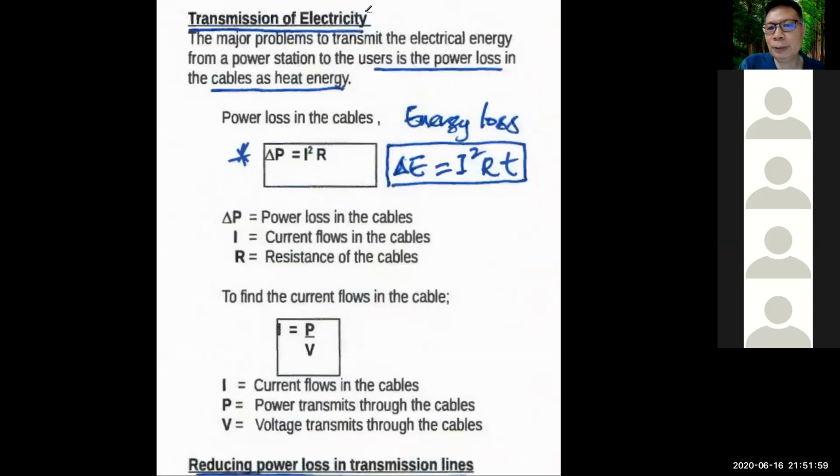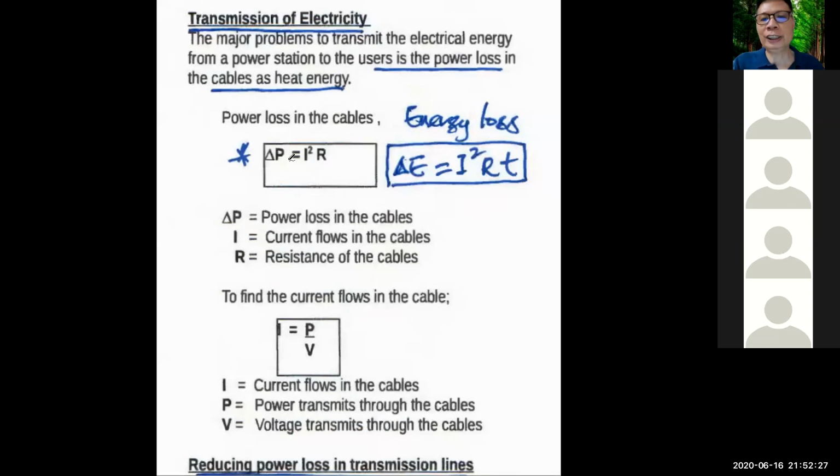Transmission of electricity. You start here. The major problem to transmit electrical energy from power station to the user is, highlight, power loss. I told you just now, right? Power loss in the cable as heat. This is a main problem faced by Tenaga Nasional. In the cable there is power loss.